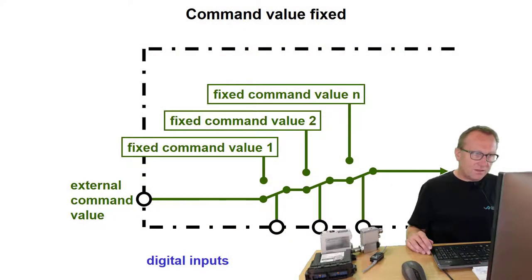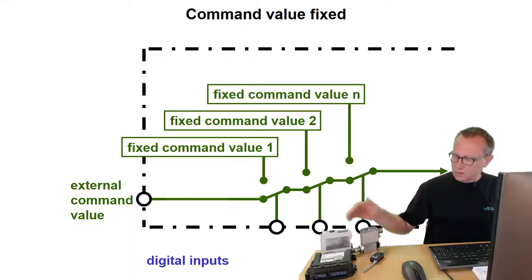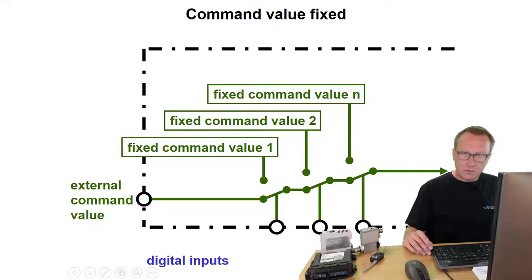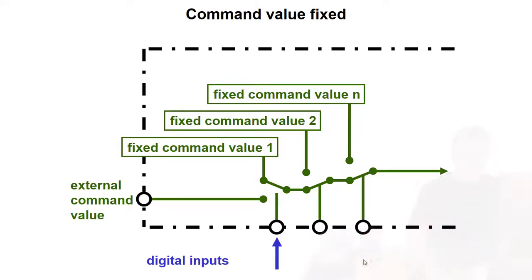The main principle is that the fixed command values are stored on the electronic card, and then through digital inputs you can activate the command value which you like. If no digital input is active, you can still work with the external command value through the analog interface. If you activate one digital input, then the corresponding fixed command value is the active command for the card. If you activate another digital input, this corresponding fixed command value is the active command for the control.